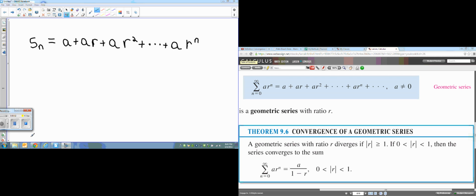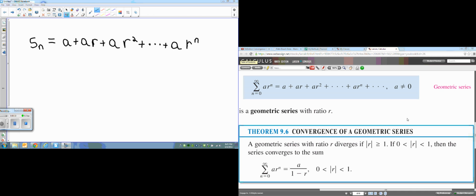Okay, so now we're going to look at the geometric series. Here I have the definition of the geometric series. It's the sum from n equals 0 to infinity of a times r to the nth. a is the first term in the series, and r is the common ratio of this geometric sequence. When you sum up all the terms of this geometric sequence, you get the geometric series.